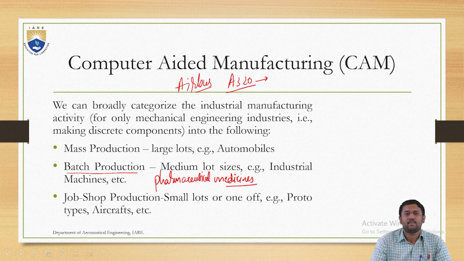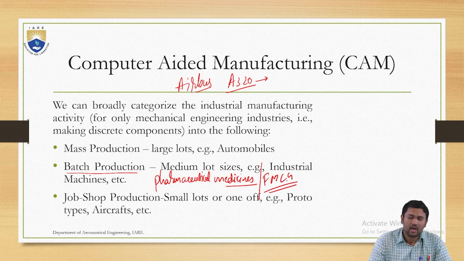Pharmaceutical medicines are also made under batch production. Not only pharmaceutical medicines, but other eatables, particularly FMCG goods, are also produced under batch production.